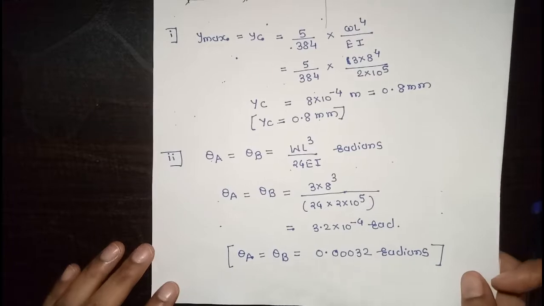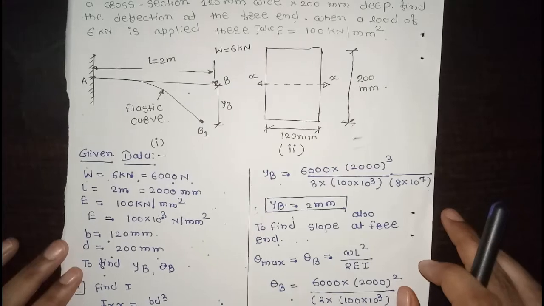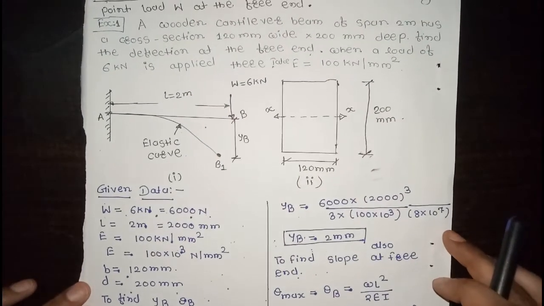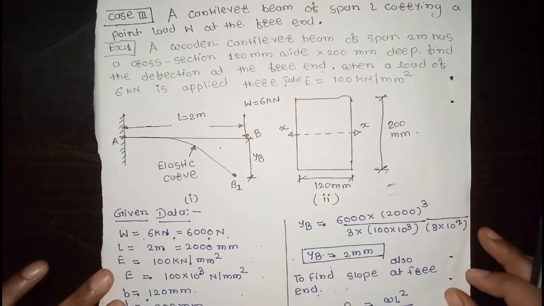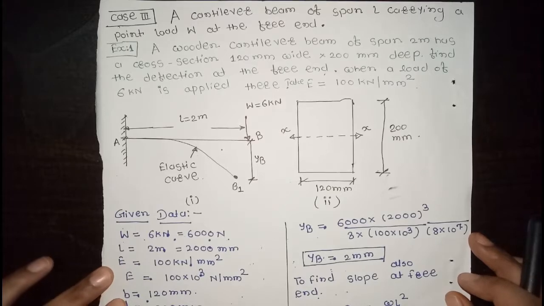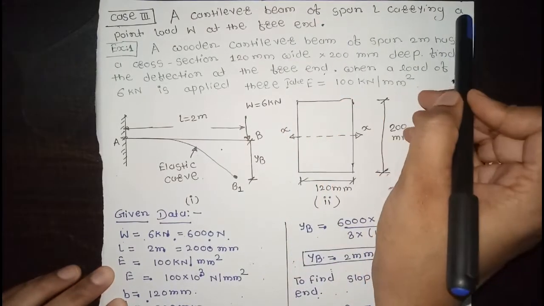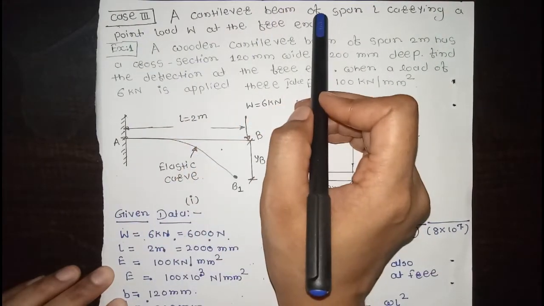So third case, we will see the third case, cantilever beam of span L with point load at the free end. Okay, so this is the third case. Case third, a cantilever beam of span L carrying a point load W at the free end.